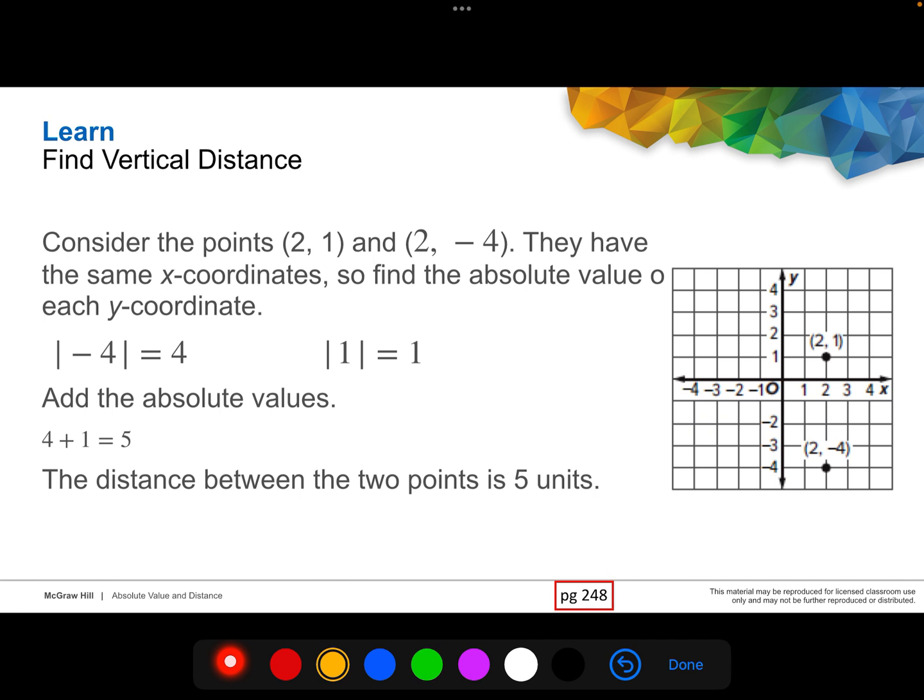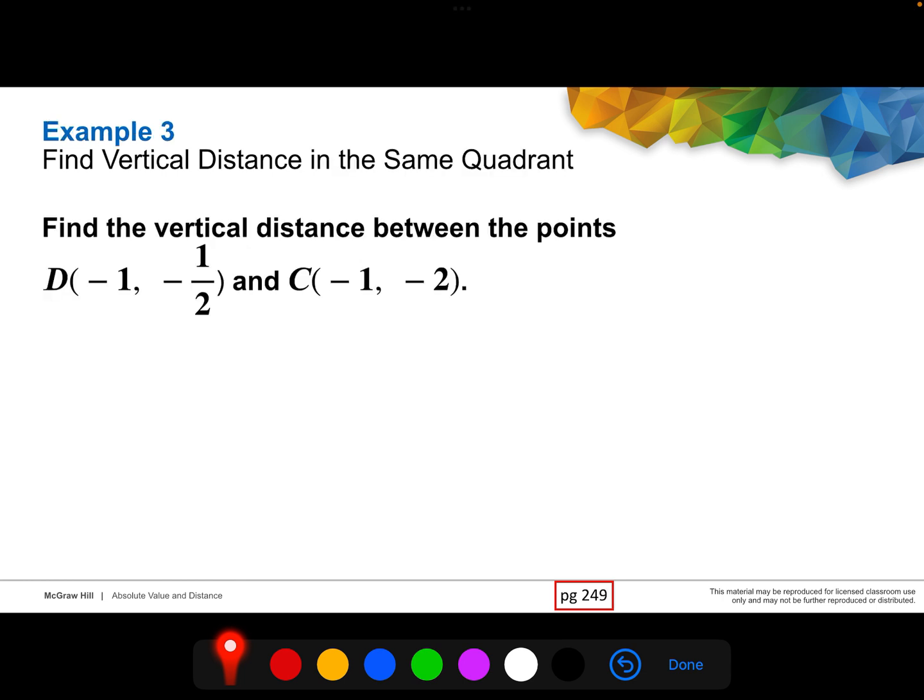So let's consider the points 2, 1 and 2, negative 4. They have the same x coordinate which is 2. So we find the absolute value of the y coordinates. In this case this is 1 and 4. We're going to add the 2 to give us a distance of 5. So that's 1, 2, 3, 4 and 5 units.